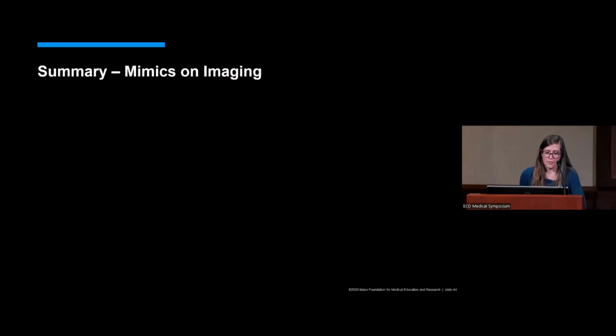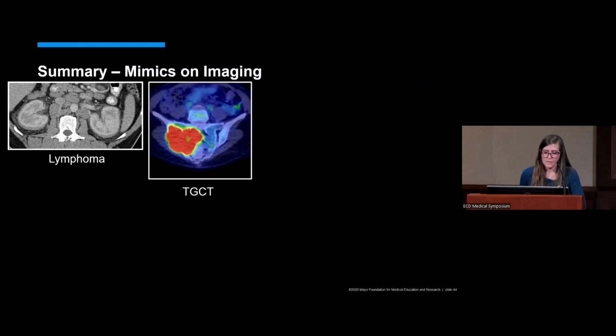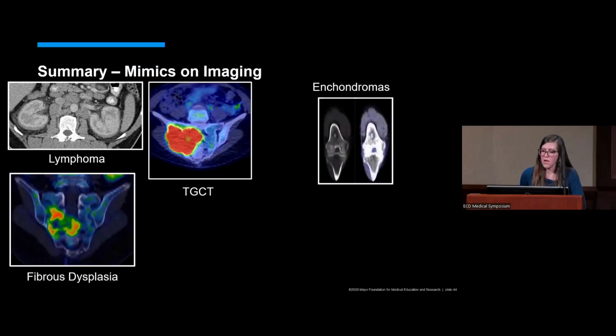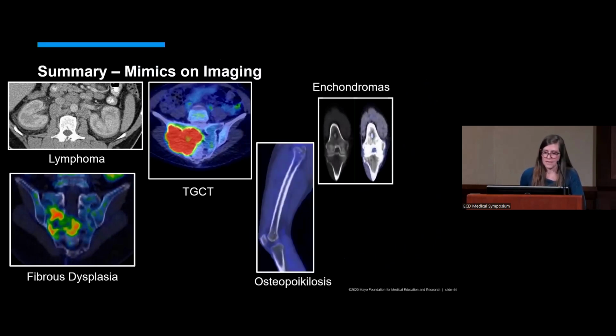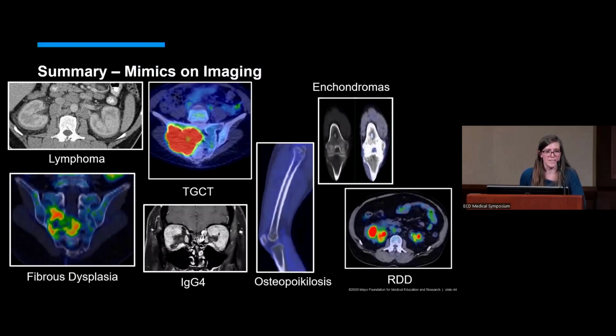And we reviewed a few mimics that we see on imaging, such as lymphoma, tenosynovial giant cell tumor, different FDG avid lesions, and also other osseous lesions surrounding the knees, such as enchondromas, osteopoikilosis, IgG4 related disease involving the orbits, and also Rosai-Dorfman disease. So thank you for your attention.